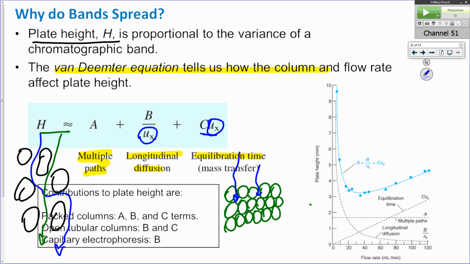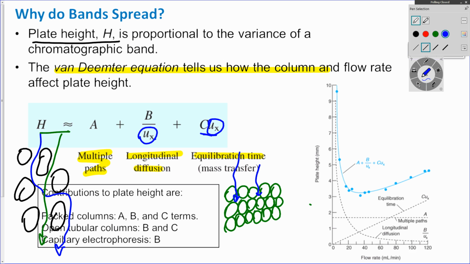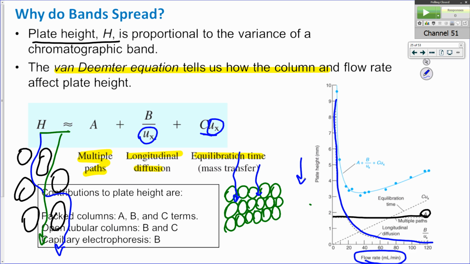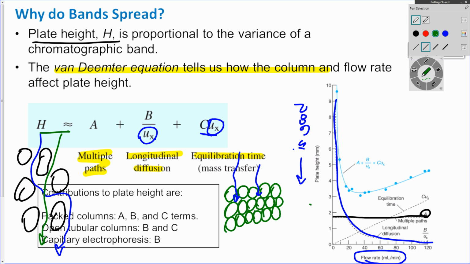So the result is you've got three different terms that add together. In black, you've got the contribution that comes from the multiple paths term, A, and it doesn't matter how fast you're going, you're still going to have these things there. Then the B term is the longitudinal diffusion. It goes with the inverse. So the faster I'm going, and here is the flow rate in this one, the better. I want this to be as small as possible. So low is good. The minimum is better for me. That's higher efficiency.